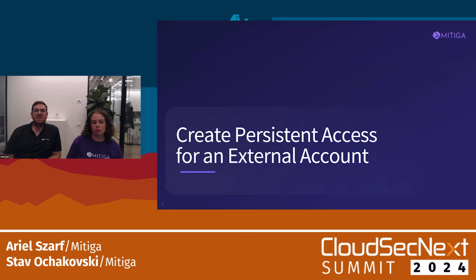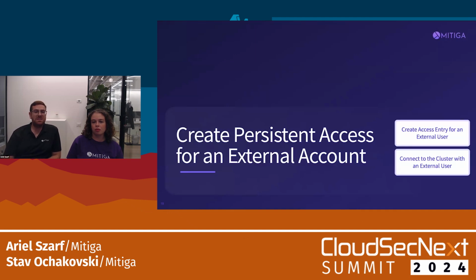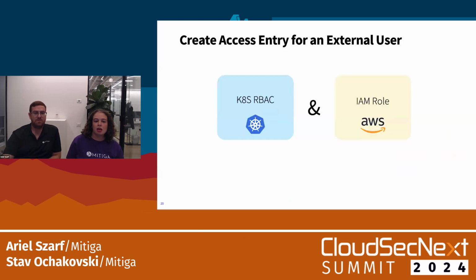Let's talk about persistent access creation to an EKS cluster for an external account. In this chapter, we'll see two indicators of attack, one for the access entry creation and one for the connection itself from an external account. So, as Ariel mentioned, the first indicator of attack focuses on creating persistent access to the cluster. Persistent access means establishing a valid connection to the cluster and being able to authenticate to it.